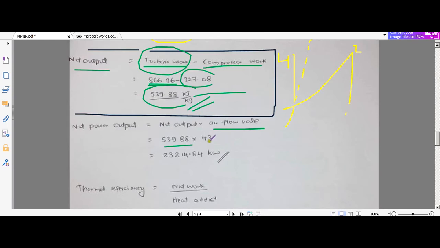But actually the airflow rate is not 1, it is 43 kilograms per second. This 539.88 is provided by considering 1 kilogram of air, but we are given 43 kilograms in a second. So it's very easy. Net output multiplied by the airflow rate will give you the net power in kilowatts. Kilojoules per kilogram multiplied by the airflow rate in kilograms per second gives the answer in kilowatts. I hope that is also clear.